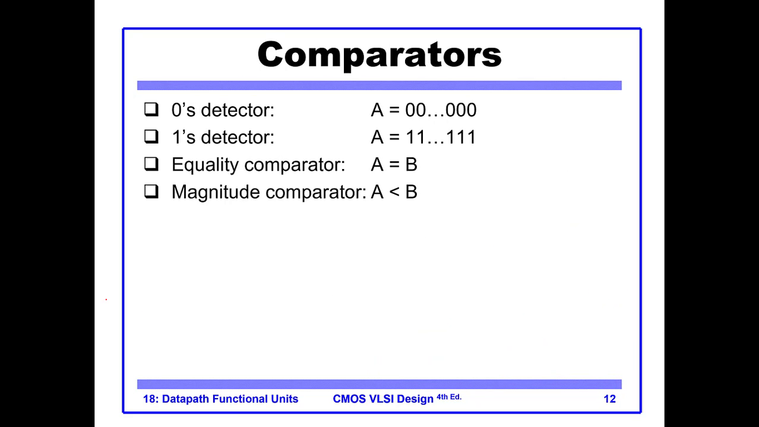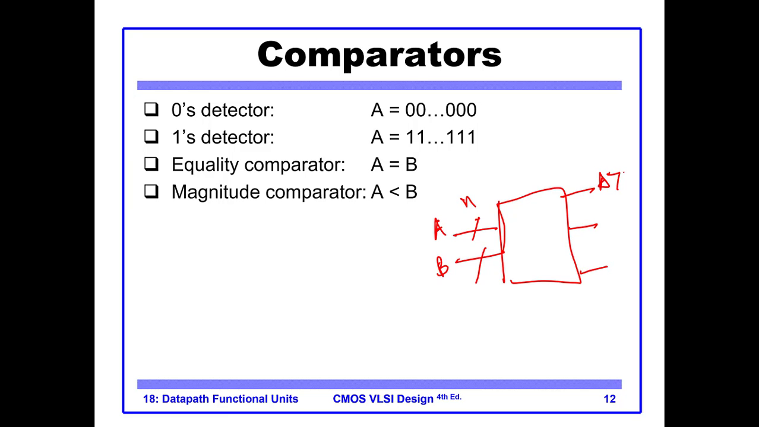Then the next data path logic is a comparator. A comparator basically compares 2 things, and it has 3 outputs. If we have A and B as input, this can be a single bit or it can be n bits, and we have 3 outputs: A is greater than B, A is smaller than B, and A is equal to B.